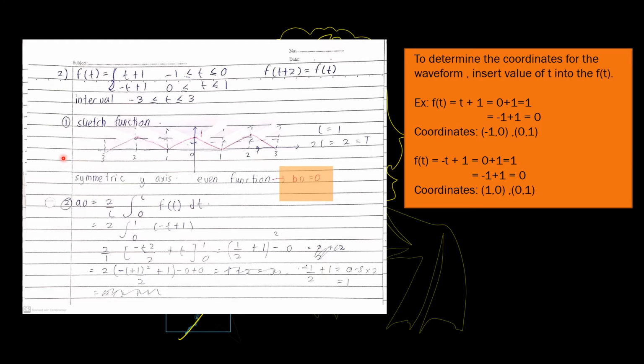So from the waveform, we see that the waveform is actually symmetric on the y-axis. So we know that when the waveform is symmetric about the y-axis, it is an even function. So for an even function, we do not have to calculate a0, an, and bn like for a neither function. We only have to calculate a0 and an, and bn is equal to 0.